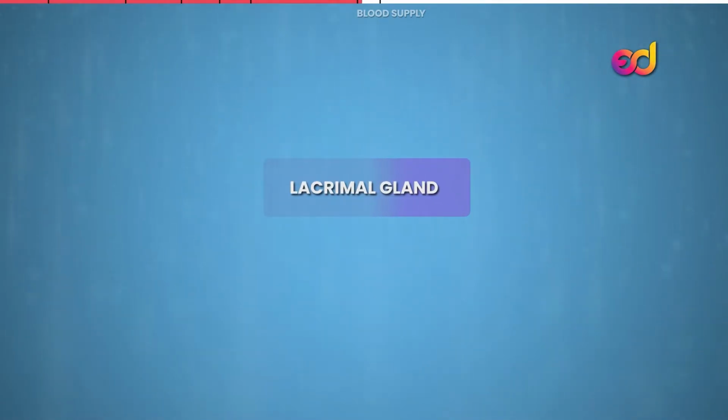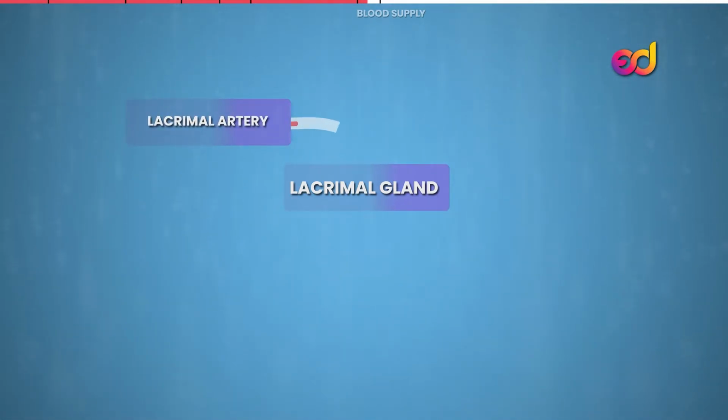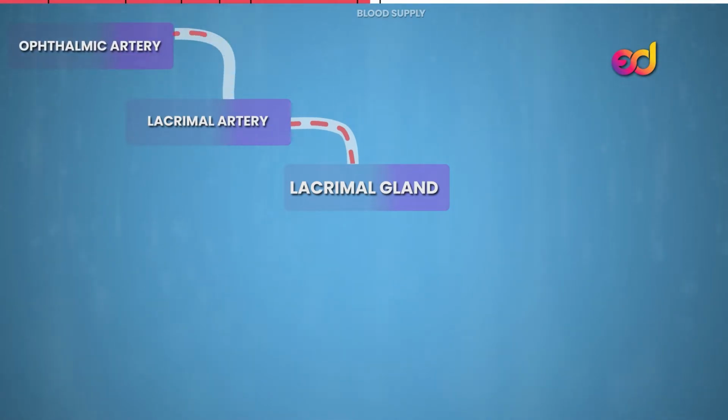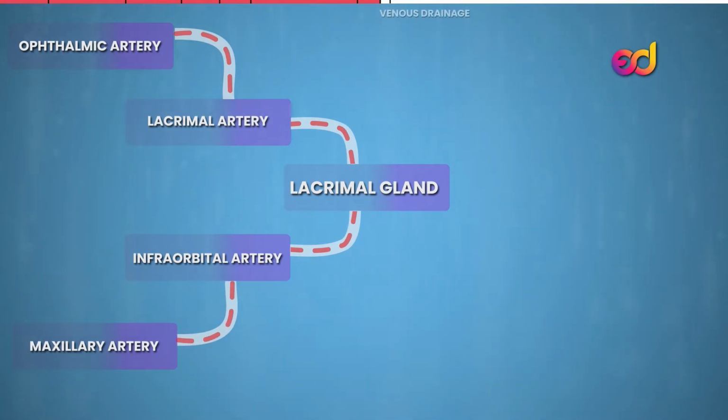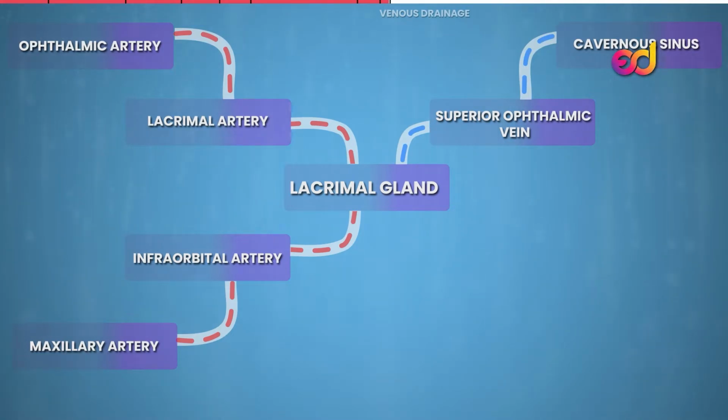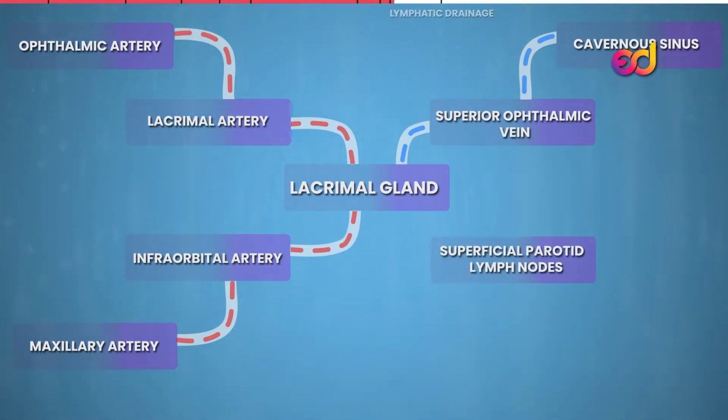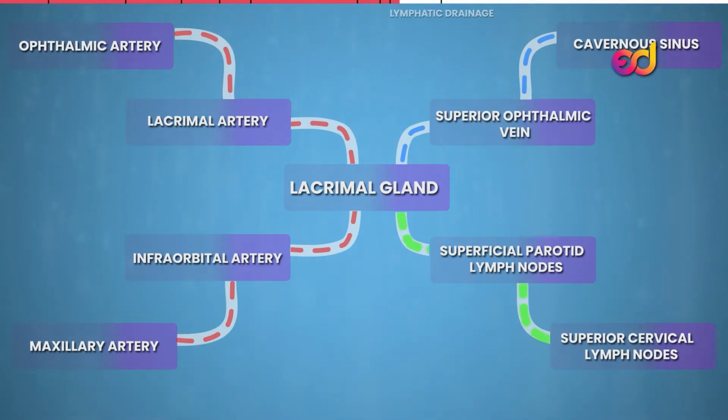The main arterial blood supply of the lacrimal gland is by the lacrimal artery, which is a branch of the ophthalmic artery. Sometimes the gland is also supplied by the infraorbital artery, which is also a branch of the maxillary artery. About the venous drainage, this gland is drained by the superior ophthalmic vein into the cavernous sinus. Finally, the lymphatic drainage of the gland is by the superficial parotid lymph nodes, which in turn drain into the superior cervical nodes.